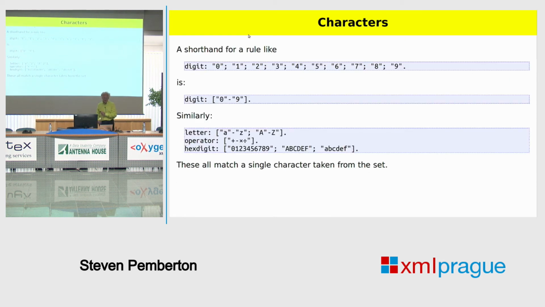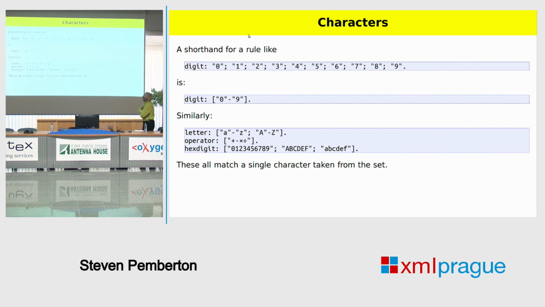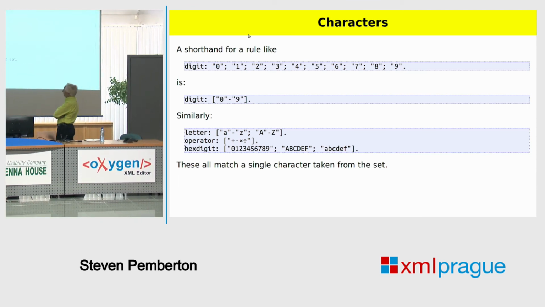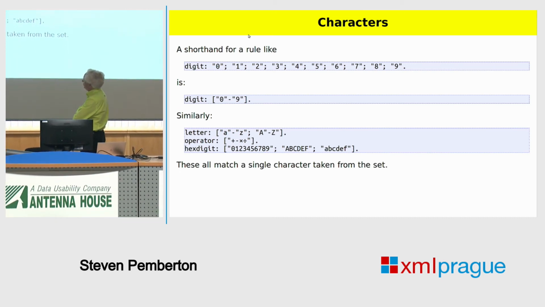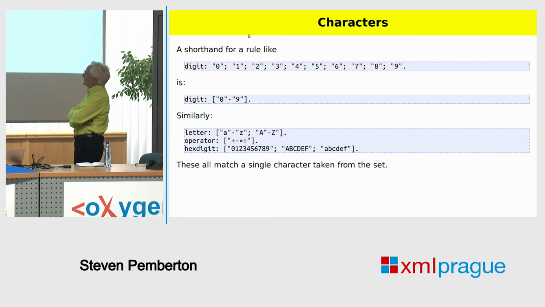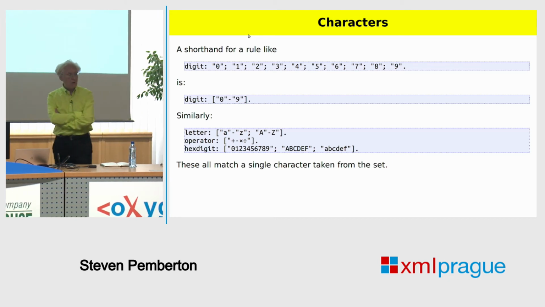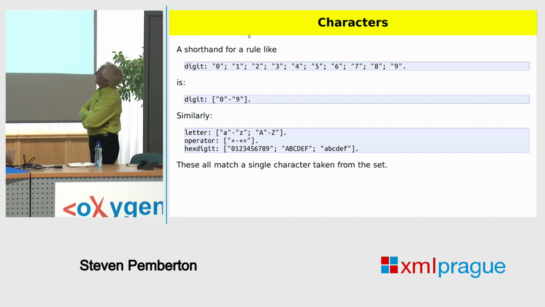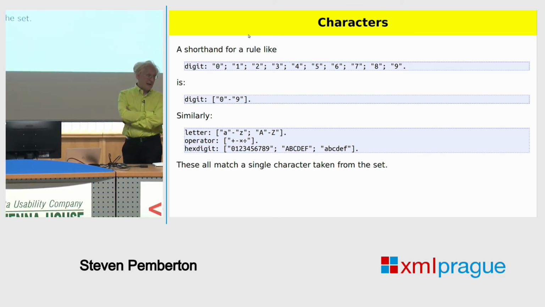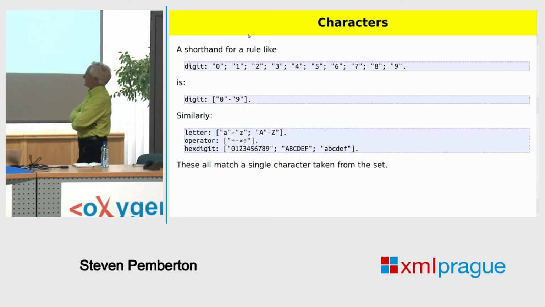So in the earlier example, we had digit is and then the list of the 10 possible values, but it's possible to do a shorthand by just saying, in square brackets, 0 to 9, and that's just any one of those characters. So a character set like that, with square brackets, matches any one character that's included in the set.